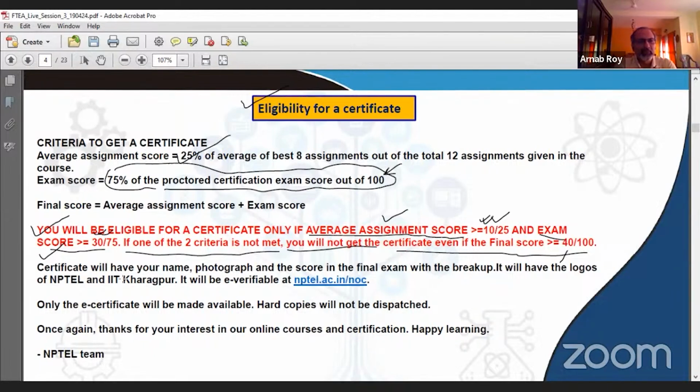And remember that the certificate will carry your name, photograph, score in the final exam with the breakup, etc. It will have the logos of NPTEL and IIT Kanpur, and it will be available in e-copy. Hard copies are not going to be sent to you. And I'm sure that all of you who have registered for the exam will definitely earn yourself this certificate, which will, I'm sure, be very useful.